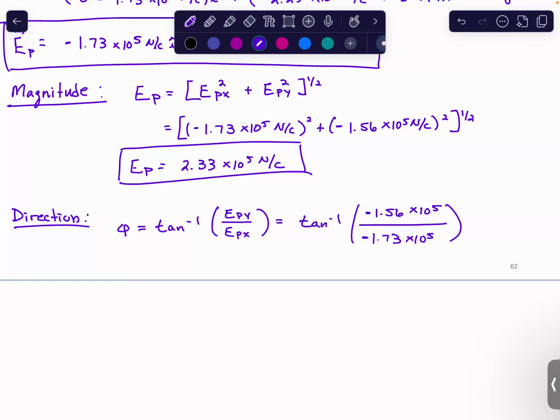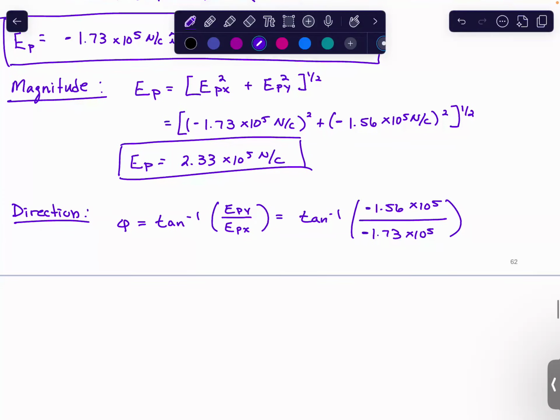Now there is a faster way you could write this out. What could I neglect? The 10 to the 5th, I could just get rid of it. They're both on the same order of magnitude, so I could just do the 1.56 over the 1.73. Phi is going to come out to be 42 degrees.